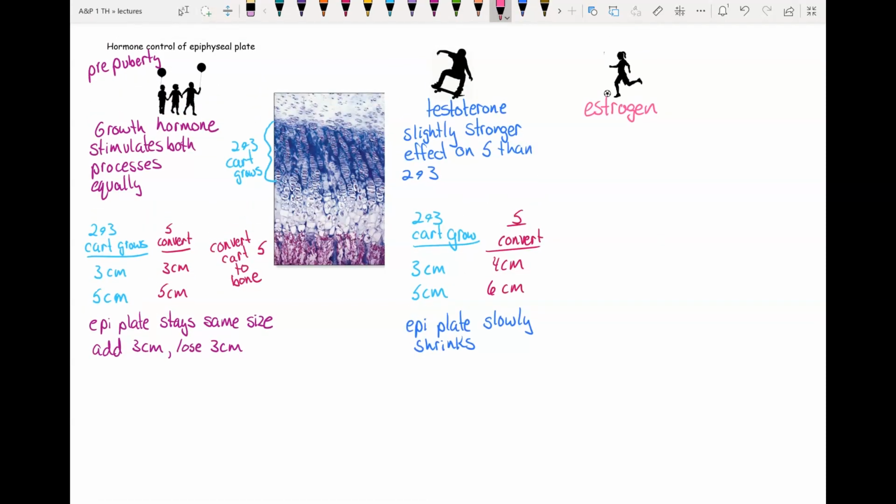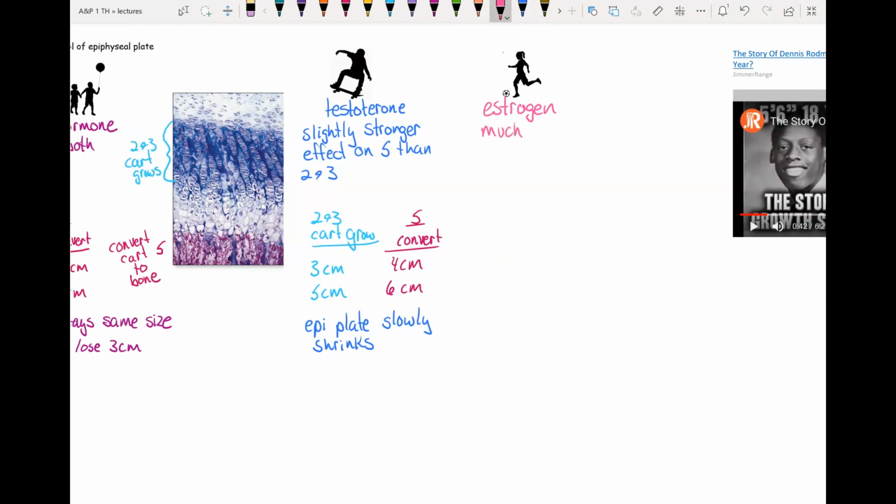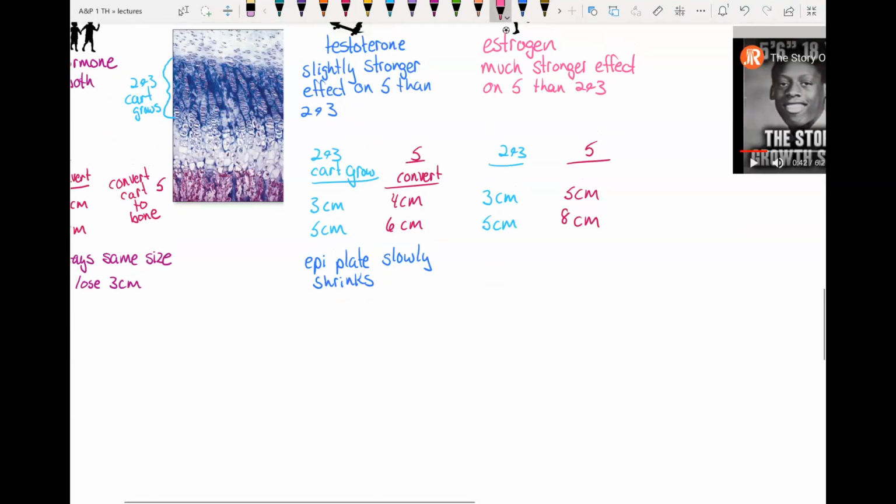Okay, let's look at the girl now. Estrogen has a much stronger effect on 5 than 2 and 3. So if we do our same scenario here, you have 2 and 3, the cartilage grows. You have 5, the bone is converted. Just to make up simple numbers, to keep it easy, let's say the girl has 3 centimeters of cartilage growth. Well, then let's say she has 5 centimeters of conversion to bone. Let's say she has 5 centimeters of cartilage growth, and then maybe 8 centimeters converted to bone. When a girl goes through puberty, the epiphyseal plate quickly shrinks.